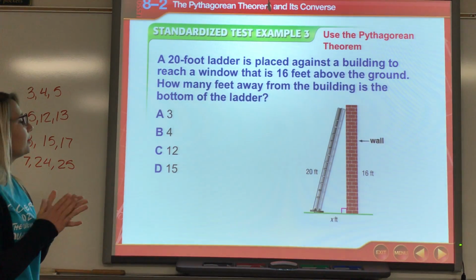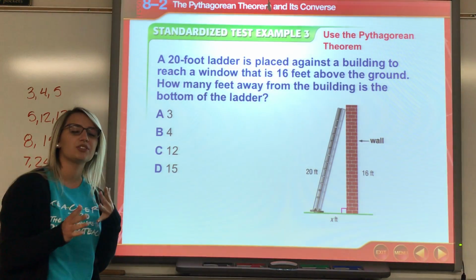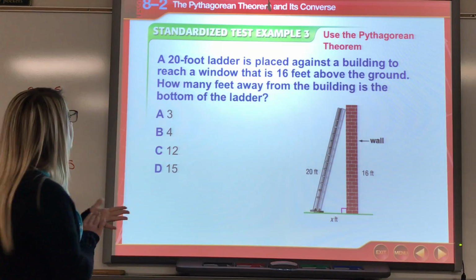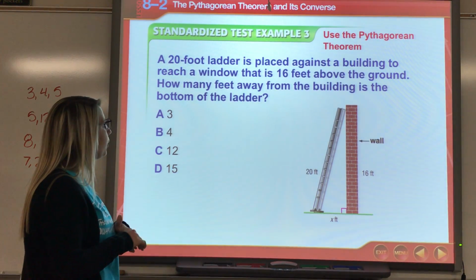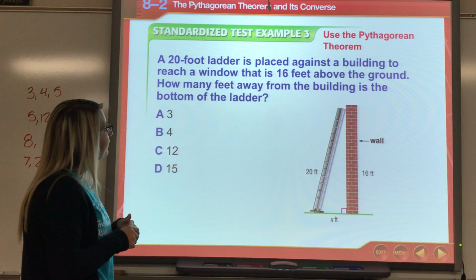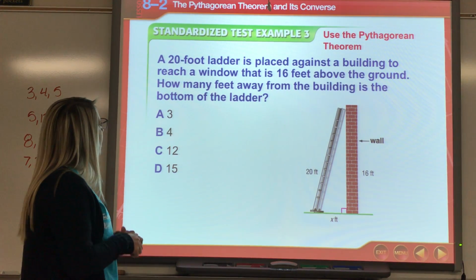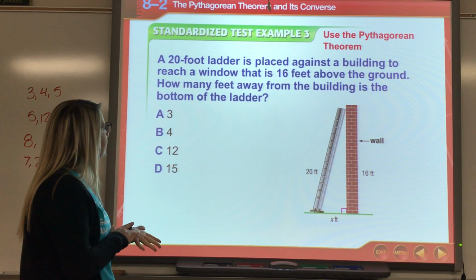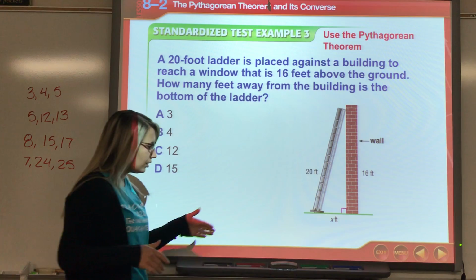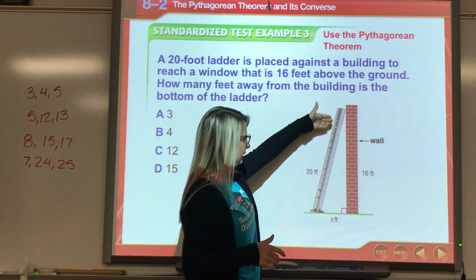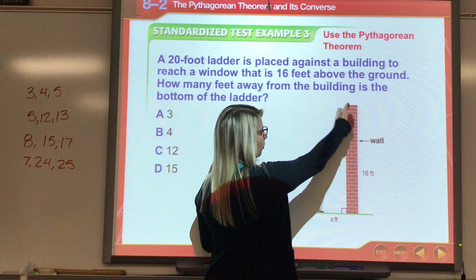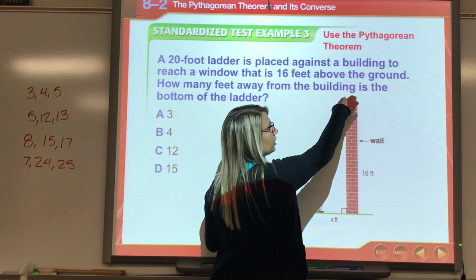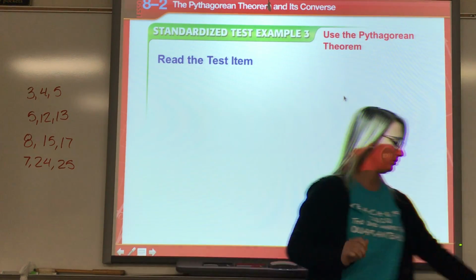Okay, so now here's a real-life situation where we might have right angles. We have a 20-foot ladder being placed against a building to reach a window that is 16 feet above the ground. How many feet away from the building is the bottom of the ladder? So we're given this 20-foot-long ladder, and the wall is 16 feet up to the window.